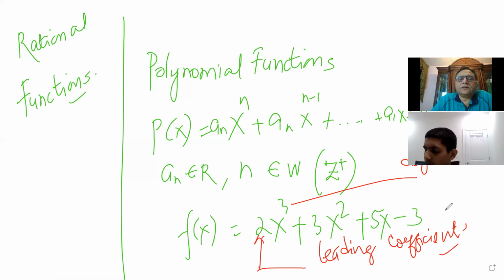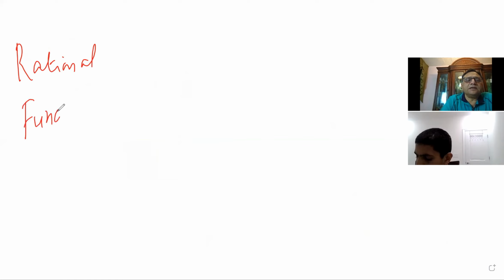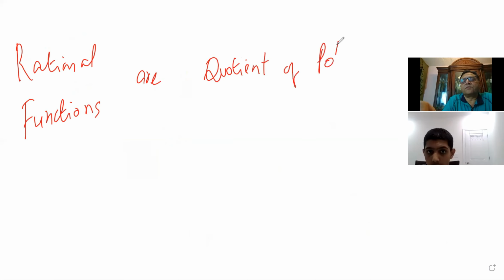So for polynomials, that much of review is enough. Now we'll get back to rational functions. So now, again, what are rational functions? Rational functions basically are ratio of polynomials. You can say are quotient of polynomials.